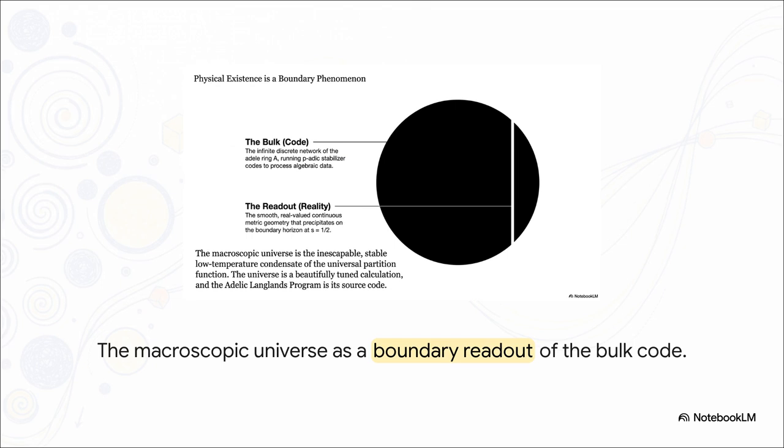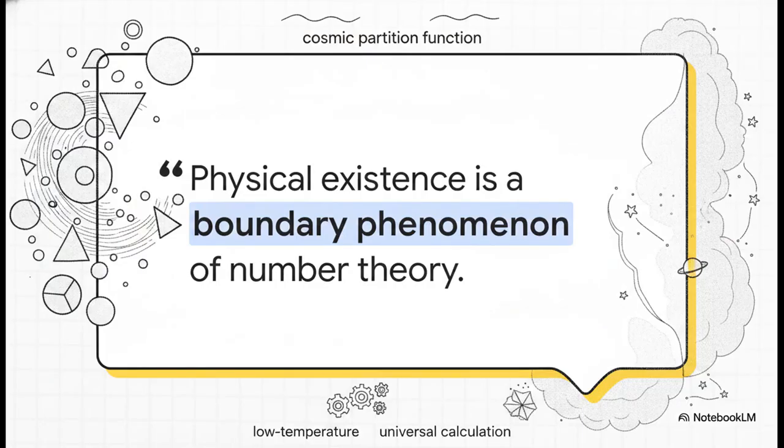The infinite, discrete network of the Adele ring is the bulk, the underlying code. And the thin edge? That is the readout, the reality. The smooth, real-valued continuous metric geometry that we physically experience is essentially just the readout precipitating on the boundary horizon from the underlying error-corrected code. The thermodynamic limit of this cosmic partition function leads us directly to a wildly profound conclusion. Physical existence is a boundary phenomenon of number theory.